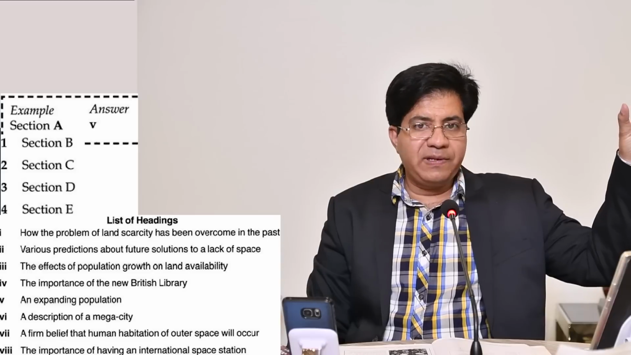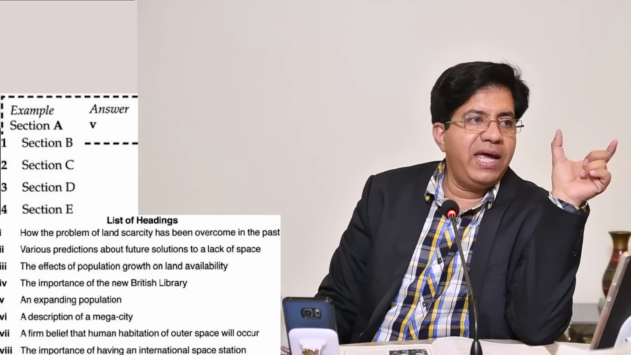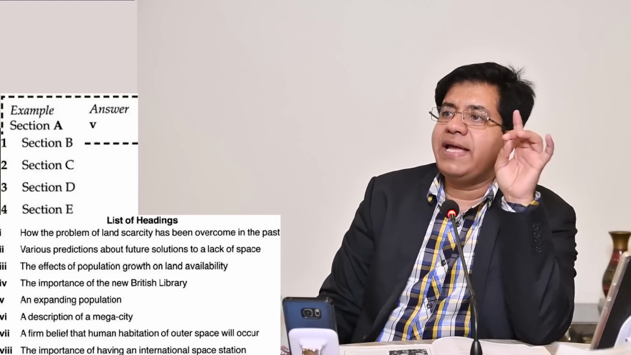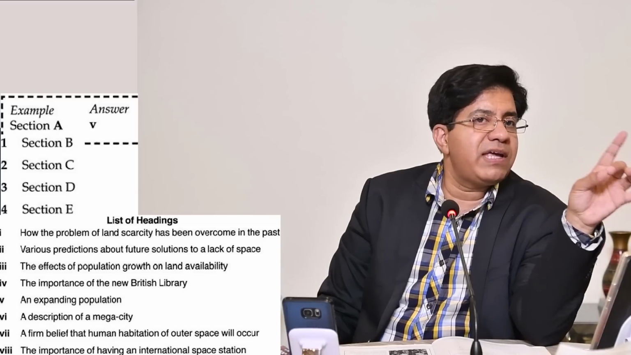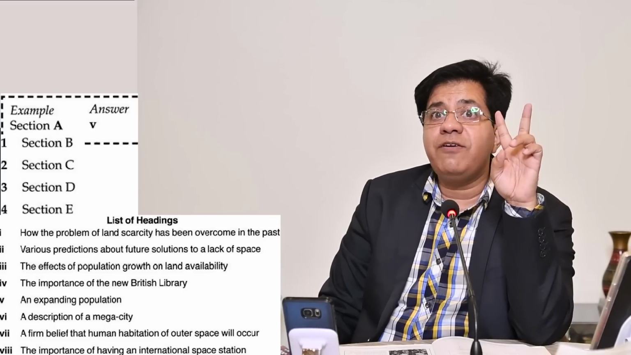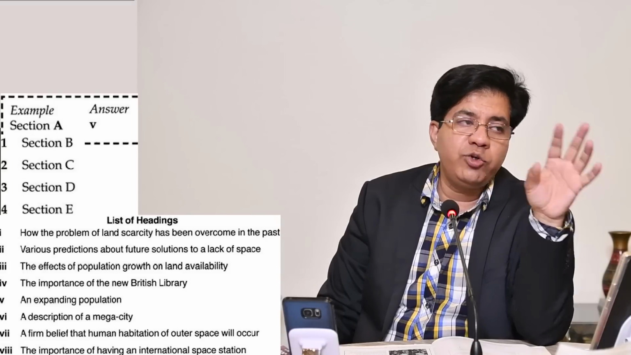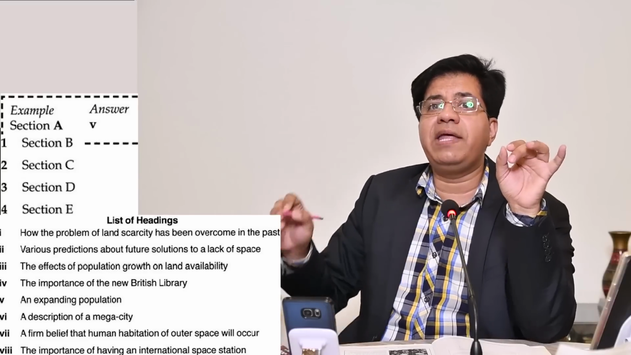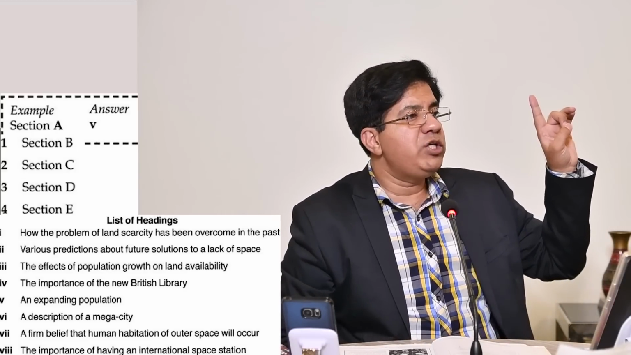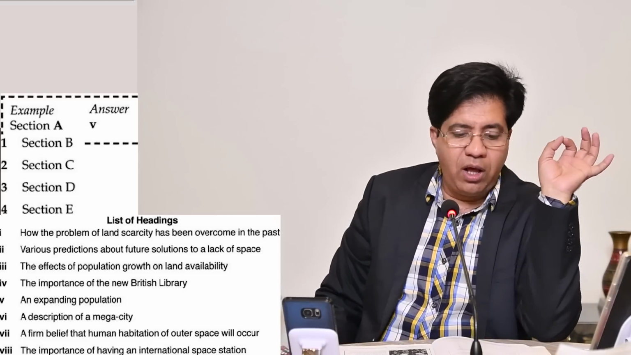Found it? Example section A, answer 5. Okay? So first you need to cross heading number 5 if they have given any example. Sometimes they give one example, sometimes they give two examples, sometimes they give no example. If there is no example, you will not cross any heading. If there are two examples, you will cross those two headings because one heading will be used once only. You cannot use one heading 2 times.